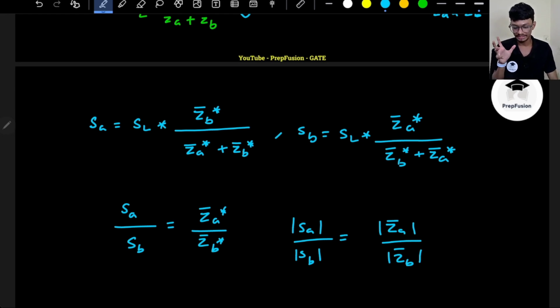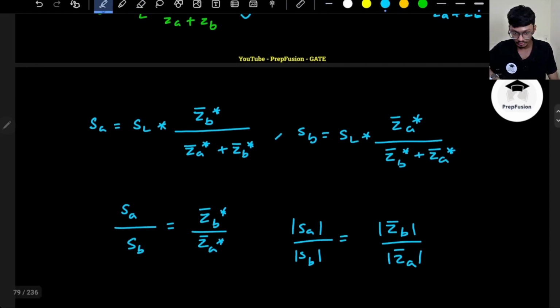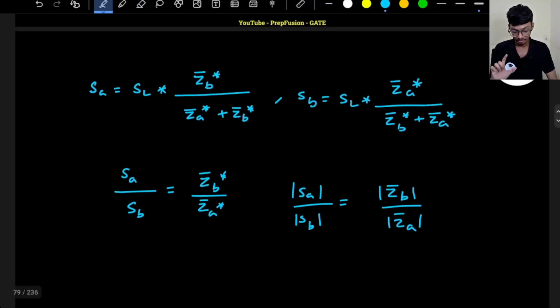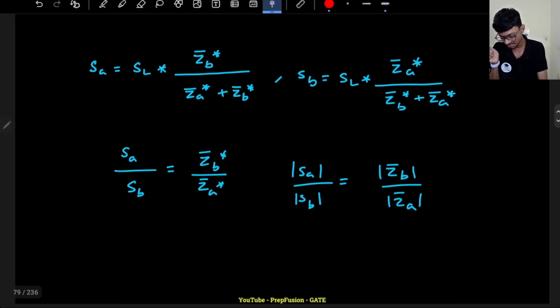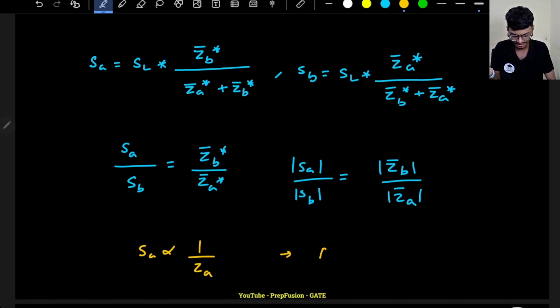Sorry, this will be ZB divided by ZA. So actually what is happening is they will deliver the power in proportion to the inverse of the leakage impedance. The apparent power delivered by a transformer will be inversely proportional to its leakage impedance. What is leakage impedance? It is R plus jX, the winding resistance and the leakage reactance. That is all it is.